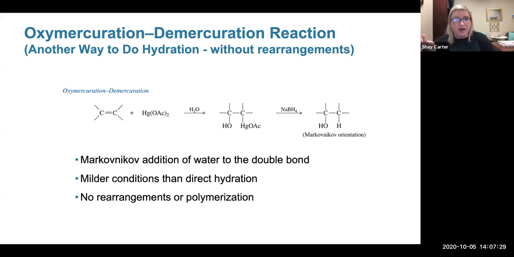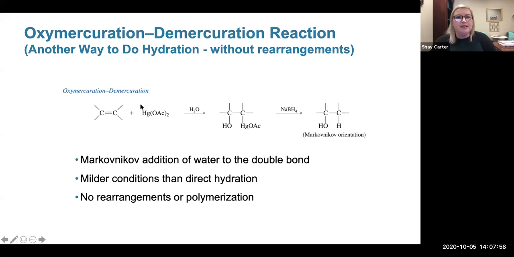We still have Markovnikov addition of water to the double bond. Overall, the reaction is the same exact net reaction, but we don't have the possibilities of hydride shifts or methyl shifts, okay? It's milder conditions than direct acid catalyzed hydration, but here again, we don't have the possibilities of rearrangements or polymerizations. Which is a really good thing, okay?